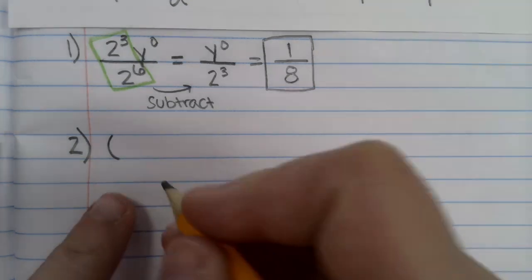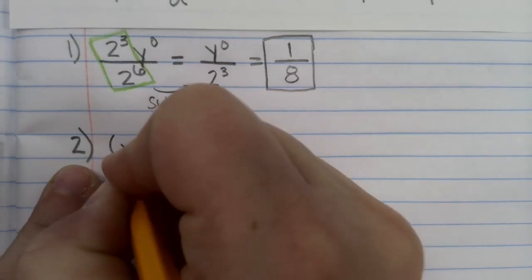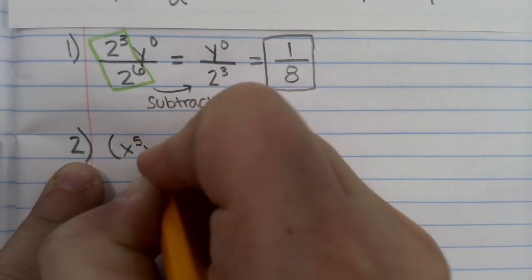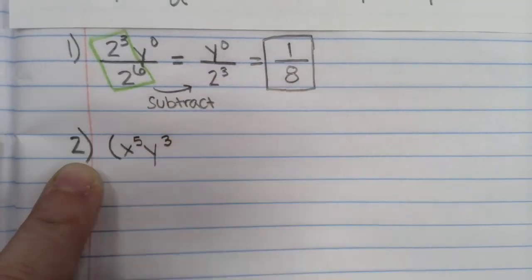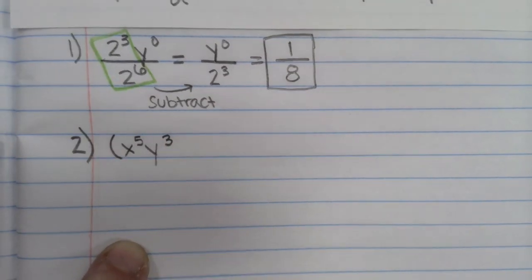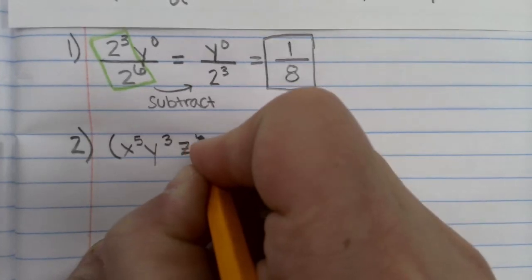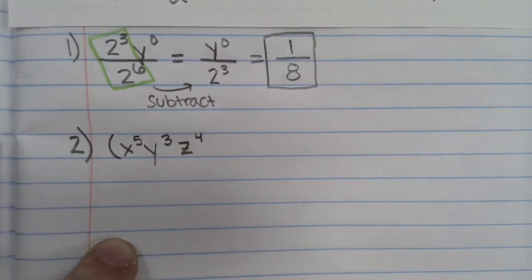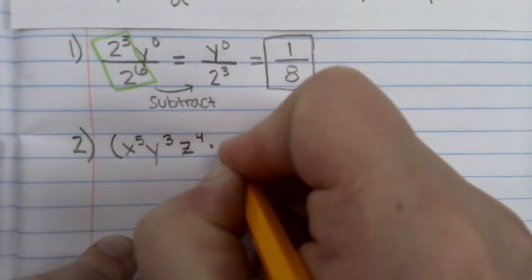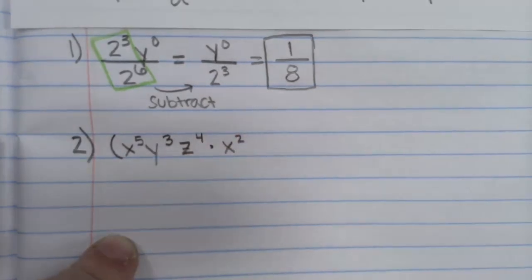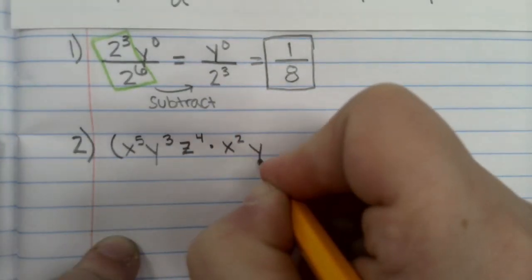We have x to the 5th power, y to the 3rd power, z to the 4th power, times x to the 2nd power, y to the 6th power.